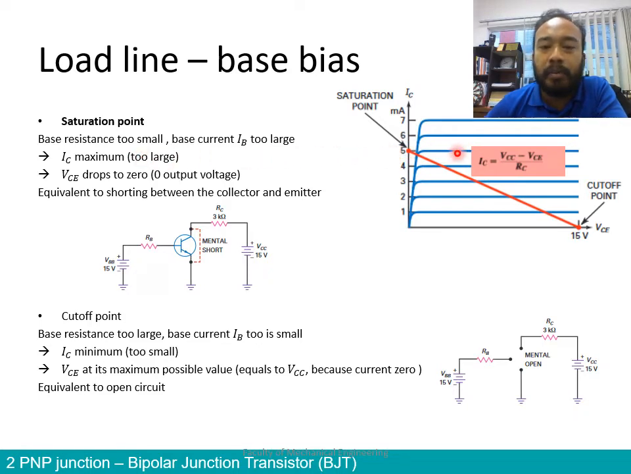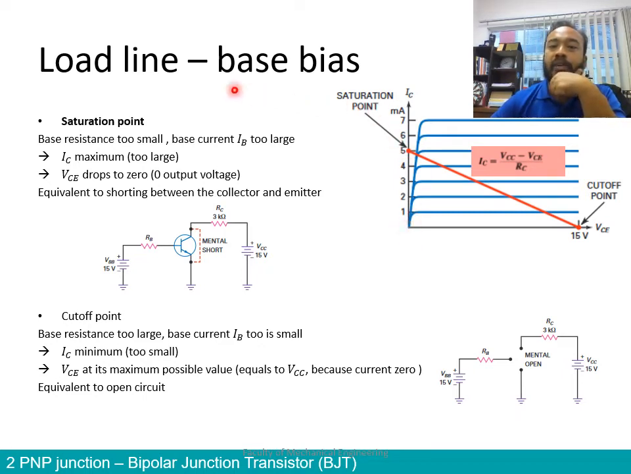So IC will become maximum, the largest value possible, and then VCE will drop to its zero value, where you would have basically a zero voltage. So in output VCE, you will have 0 volts. So if you have too large an IC, which means you have an IB that is too large, you will have an output voltage that is 0.